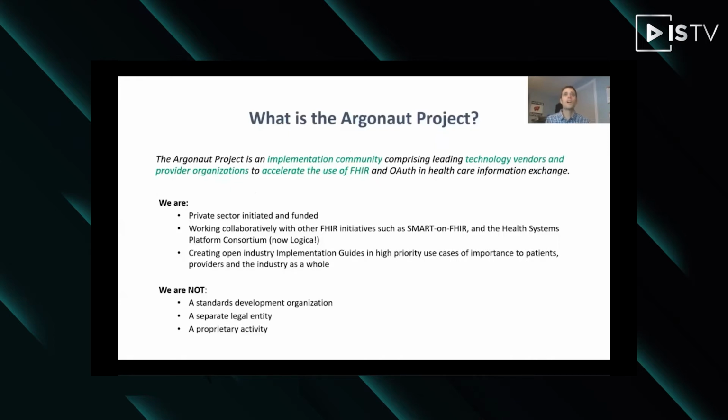But first, what is the Argonaut project? Within the US, about 2015, there was a group that said API access is critical for improving patient care and helping patients manage their own care. In the Argonaut project, some clinical organizations and some electronic health record technology vendors came together and formed an implementation community to rapidly accelerate the use of FHIR and OAuth.